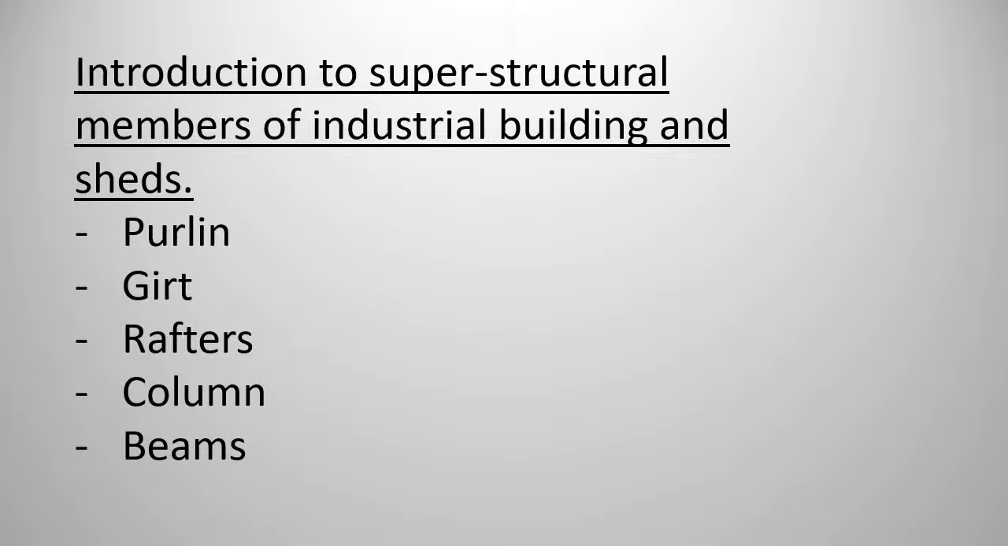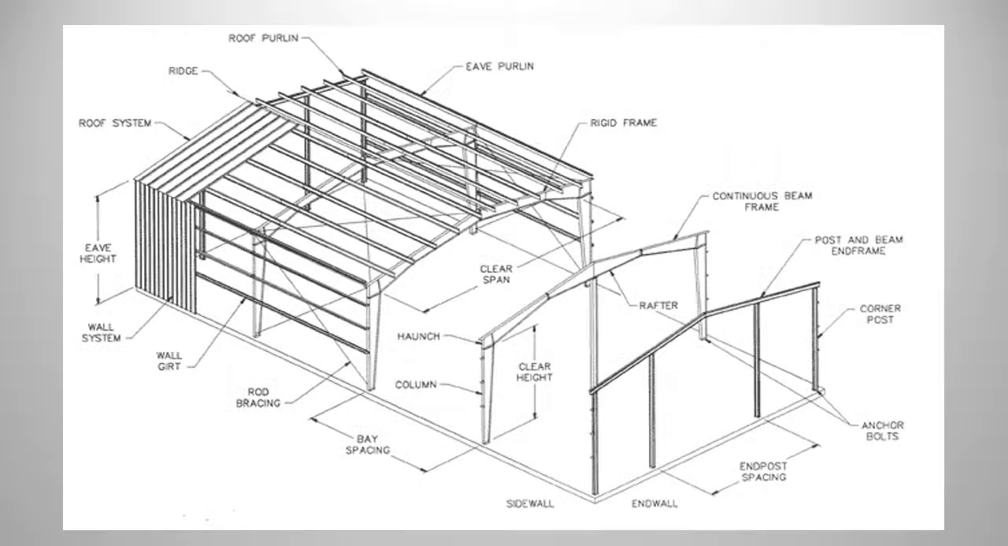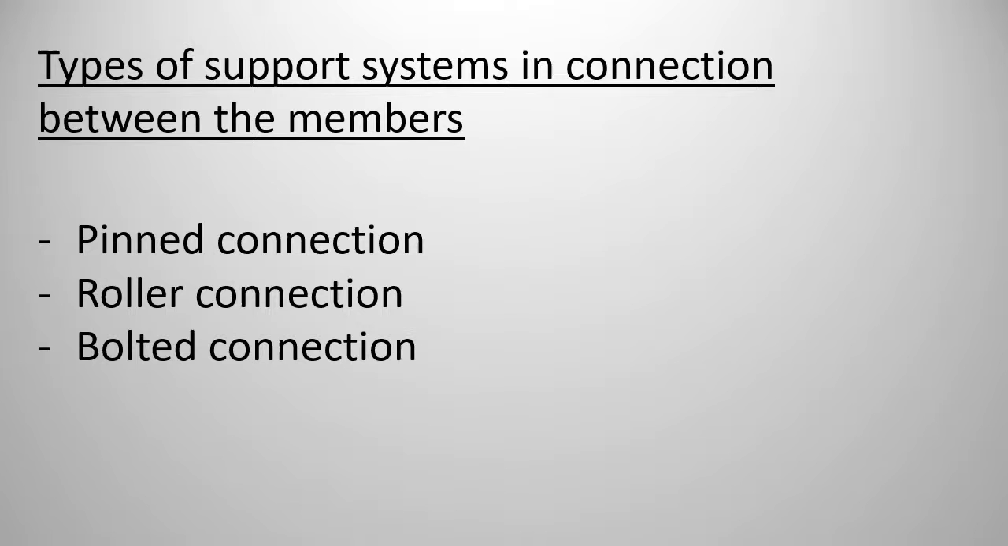There are a few superstructure members at the industrial building entrance. This includes purlin, girts, rafter, columns, and beams. This diagram shows the different members in the framing system. Connections between members are essential as they are transferring the load from the top to the bottom.